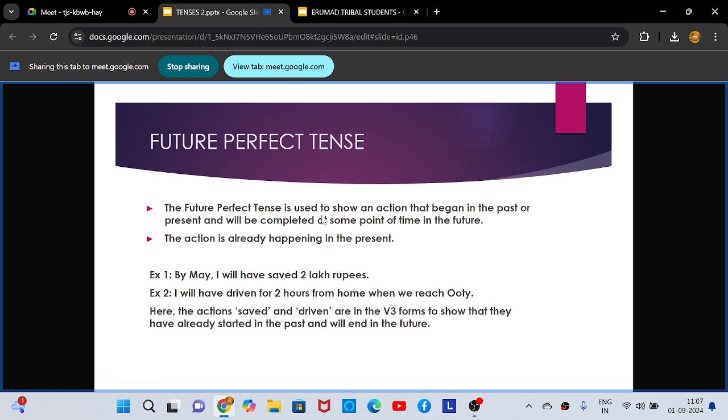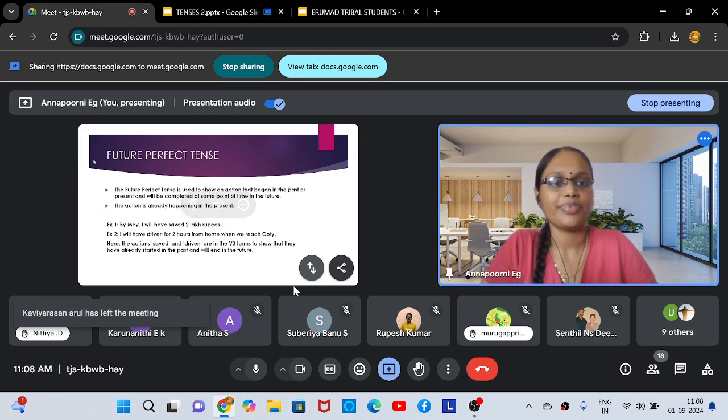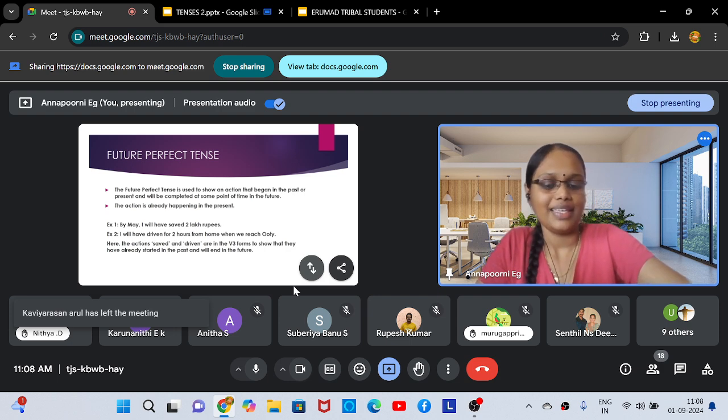The future perfect tense is used to show an action that began in the past or present and will be completed at some point of time in the future. Okay, so I want you to give one best example for this. You are all students, right?